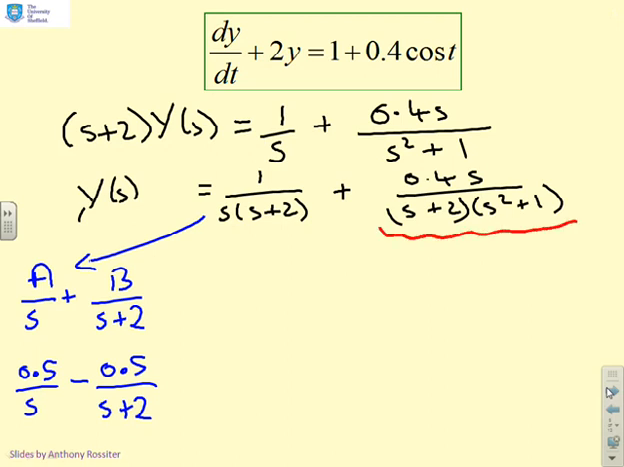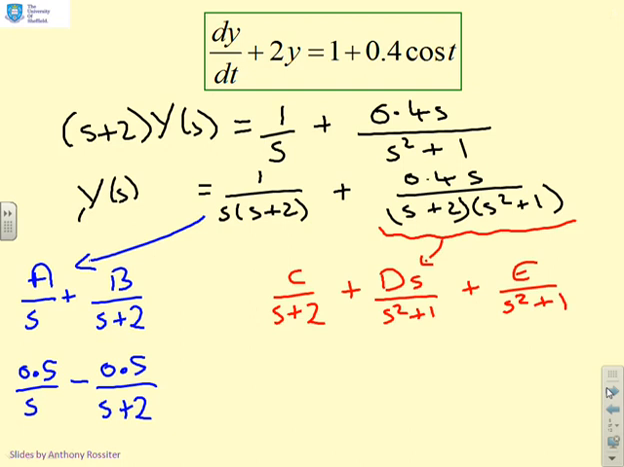Now what about this bit here? This bit is going to come as C over s plus 2 plus Ds over s squared plus 1 plus E over s squared plus 1. And you'll remember what we've done is we've separated it into a sine and a cosine. So the E over s squared plus 1 will give me a sine, and the Ds over s squared plus 1 will give me a cosine, and the other term gives me another e to the minus 2t.